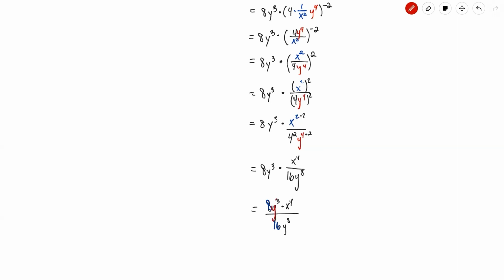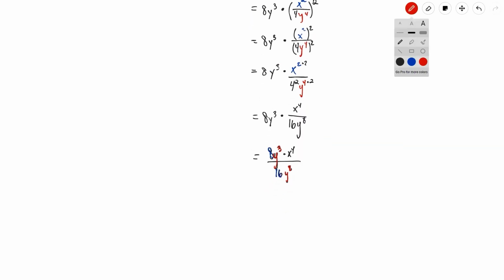And my y to the third power can simplify with my y to the 8th power using that property that allows me to subtract the power on the bottom from the power on the top. And this will finally simplify into 1 over 2 because of our coefficients, y to the negative 5th power because 3 minus 8, times x to the 4th power.